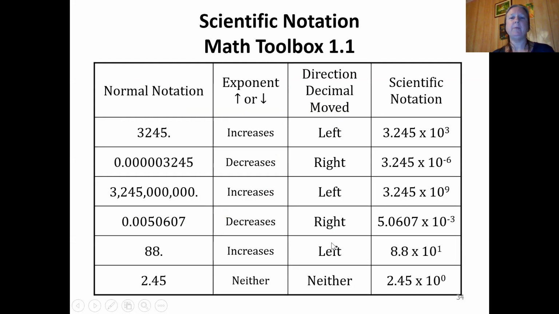This is just a little cheat sheet. I get confused about which direction I'm supposed to go with sig figs. That is one of my areas of error. So this is a little guide that you can refer to if you're not sure what the sign of your exponent should be.